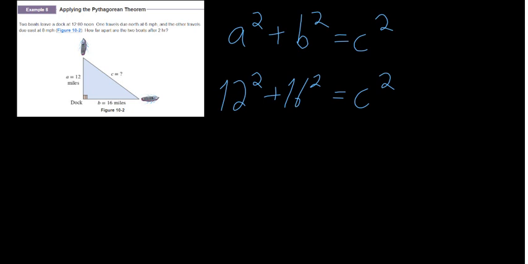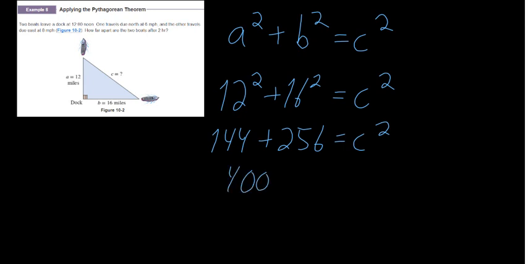And so 12 squared is 144 plus 16 squared, which is 256. That's equal to c squared. Okay, so 144 plus 256, that is 400. That's equal to c squared. And then we take the square root of both sides, and so we have c is equal to 20. So these 2 boats after 2 hours are 20 miles apart.